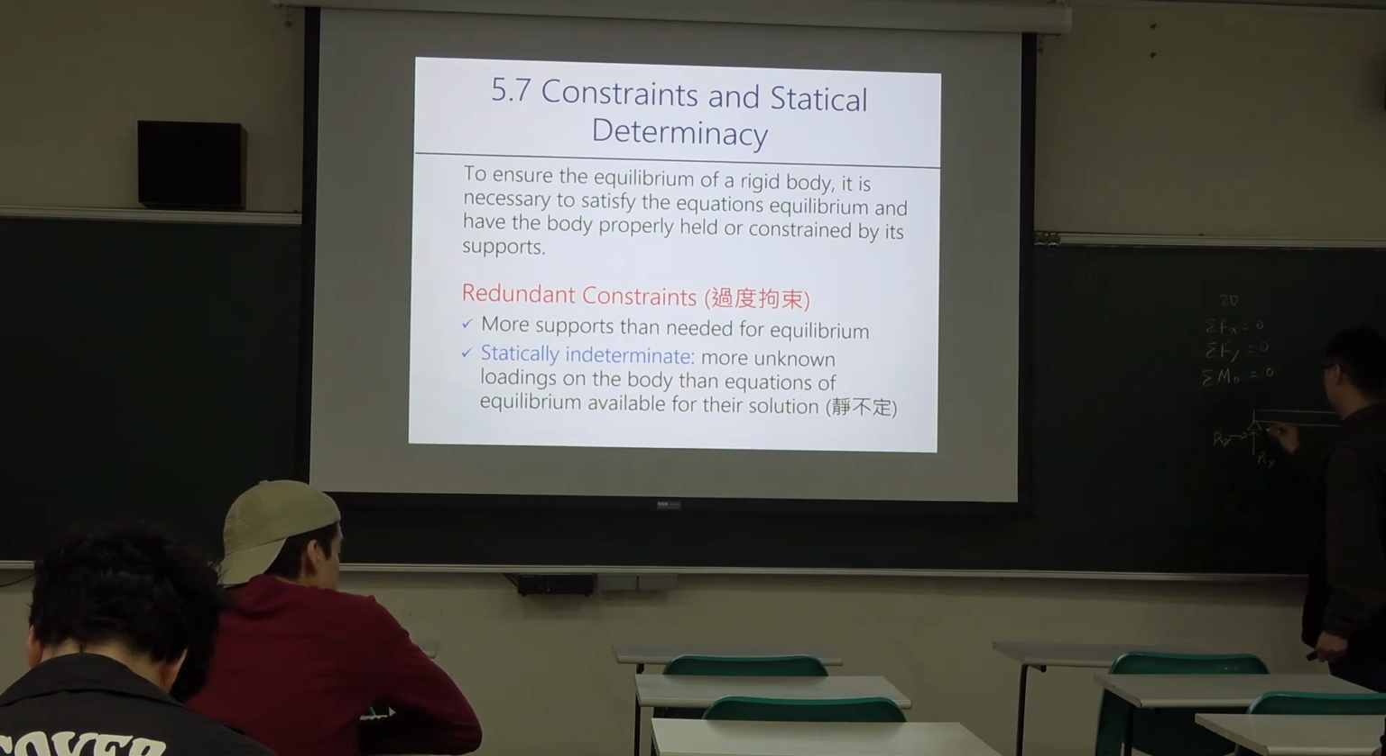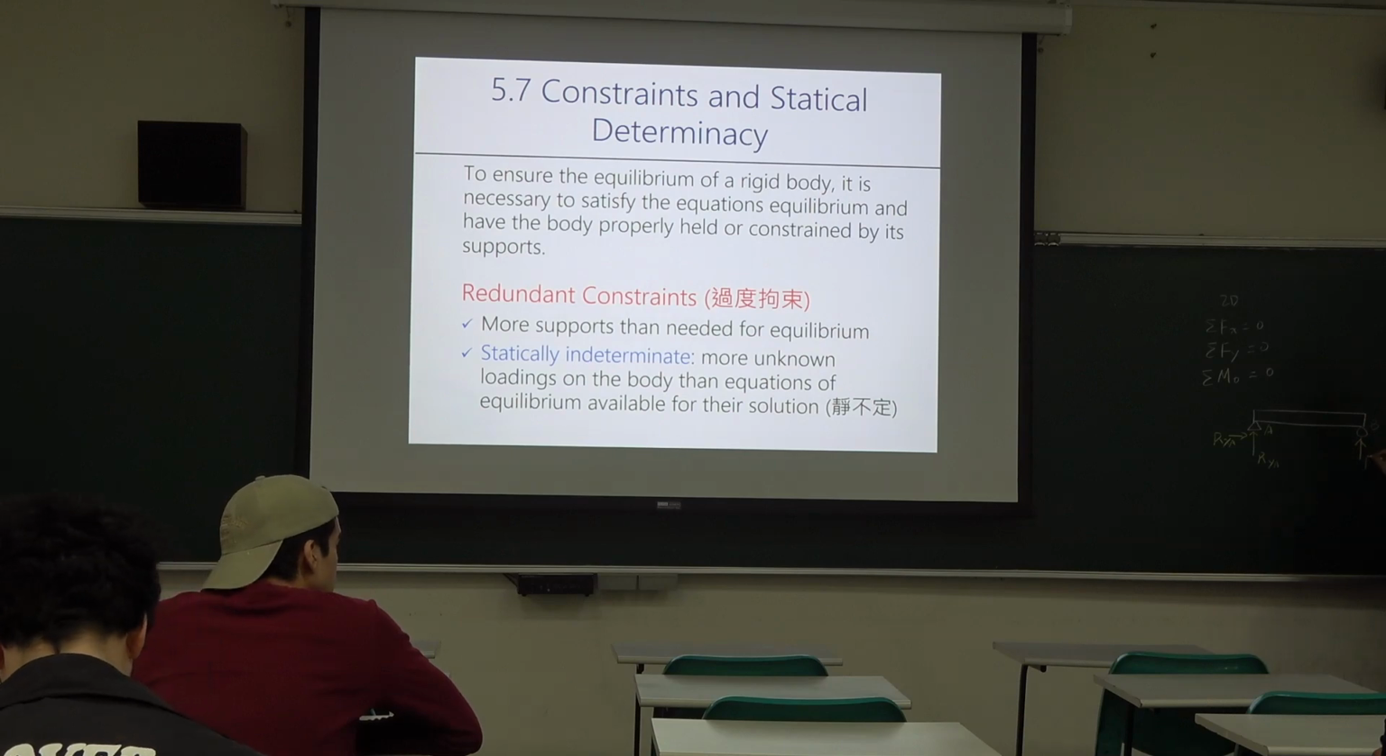Okay, here we call it point A, with reactions RYA and RXA. Here is point B, a roller, which only gives a normal reaction, RYB. So three equilibrium equations solve three unknowns.